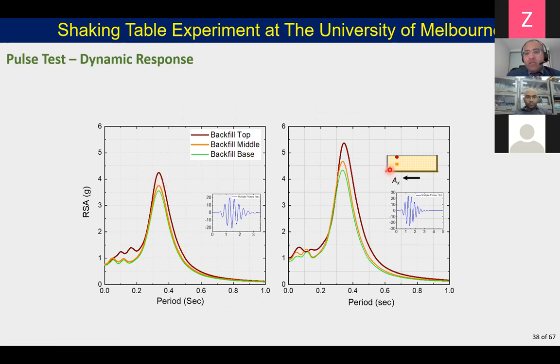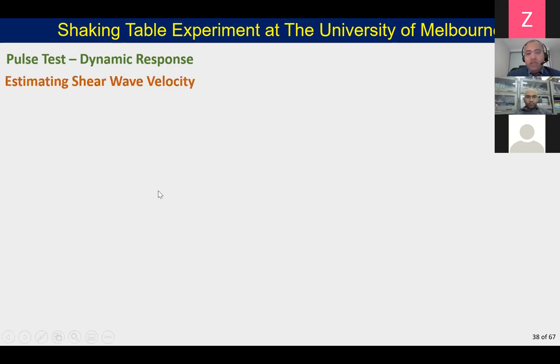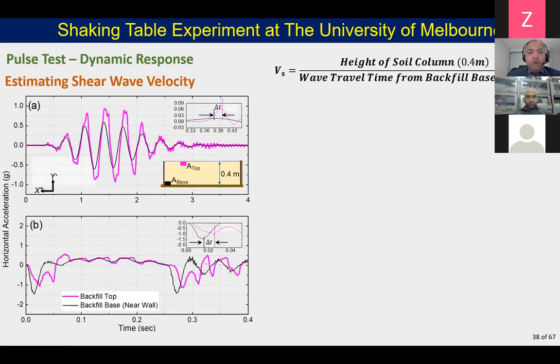The accelerometers were placed at the base, middle height of the backfill, and the top height of the backfill. And you can see the amplification of the acceleration when you're going from base to the top. That's really very important because amplification is the factor which is responsible for higher deformation at the top of the retaining wall, and you need to quantify it in your design. I will explain why it's important in our next slides. Actually, this will come after a few slides. So this is one thing.